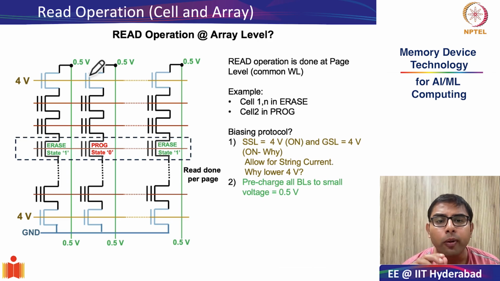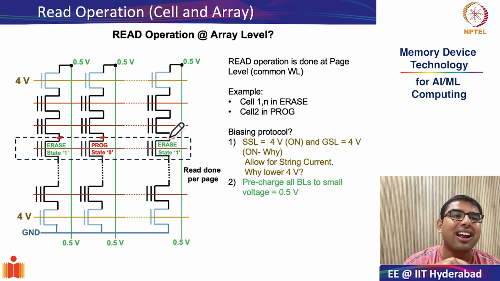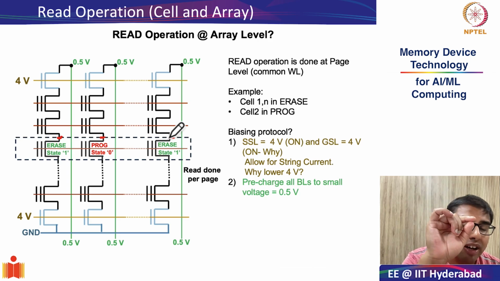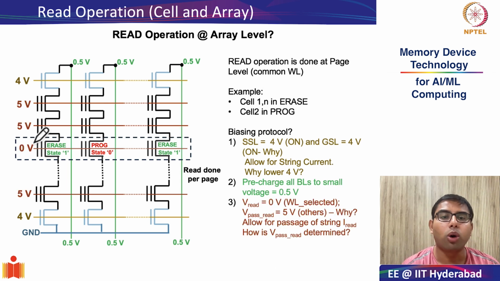So first what you do is you apply a small voltage of 0.5 volts on each of the bit lines. So what happens when you apply this small bias? The idea is that it will reach the drain of the cells that you want to read out, and this will provide a small drain bias to eventually detect the read current from the outside peripheral circuitry.